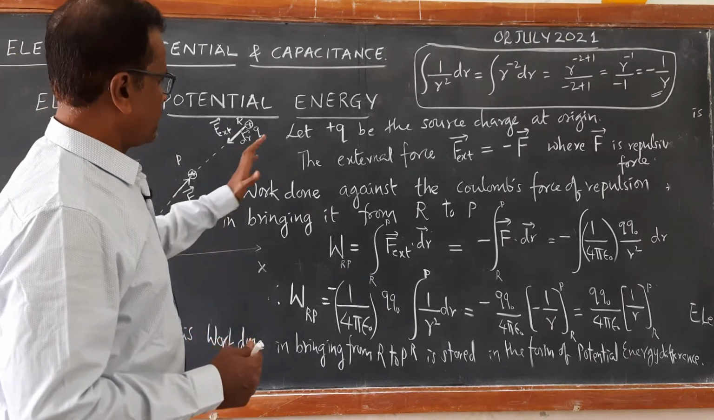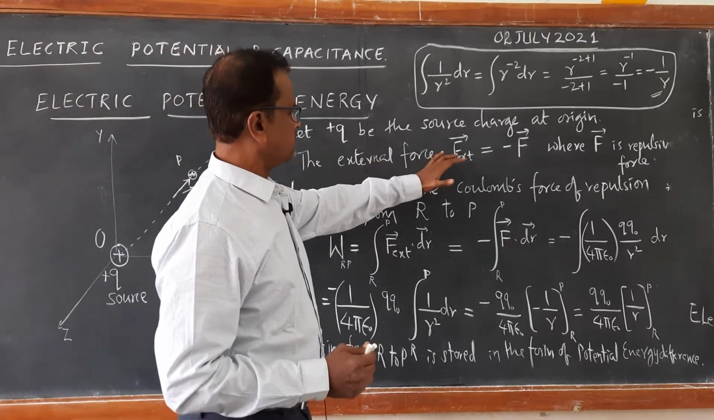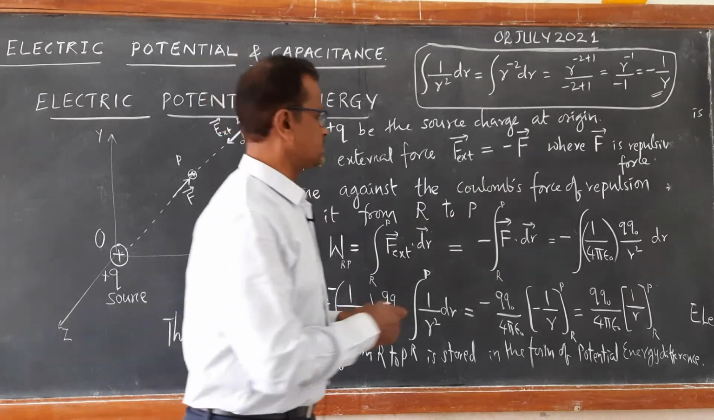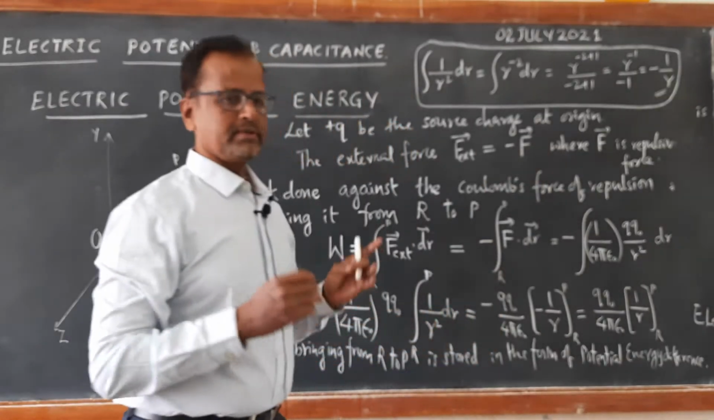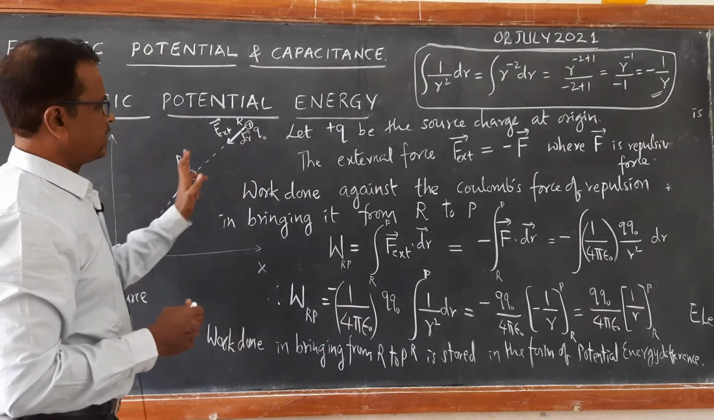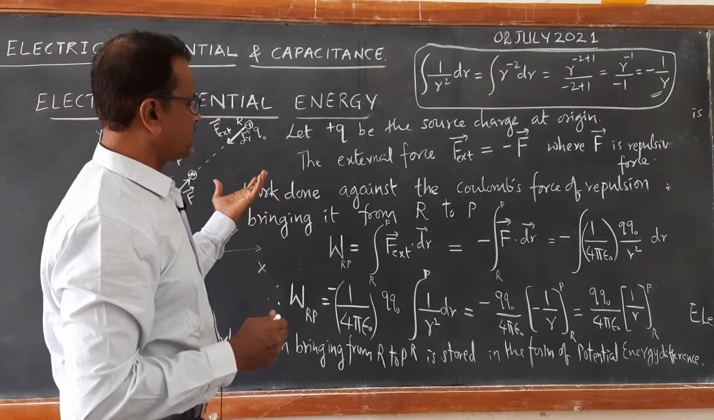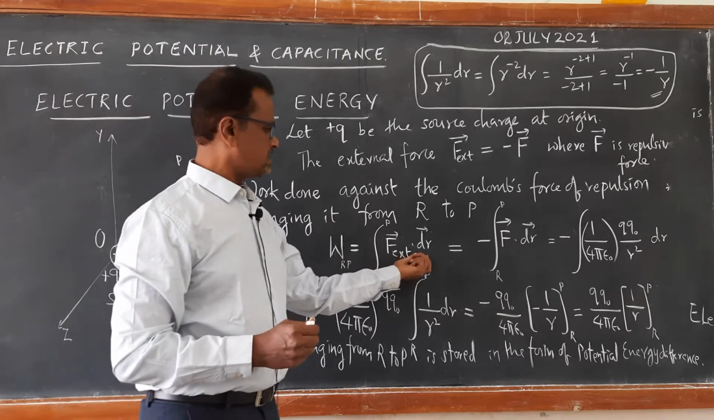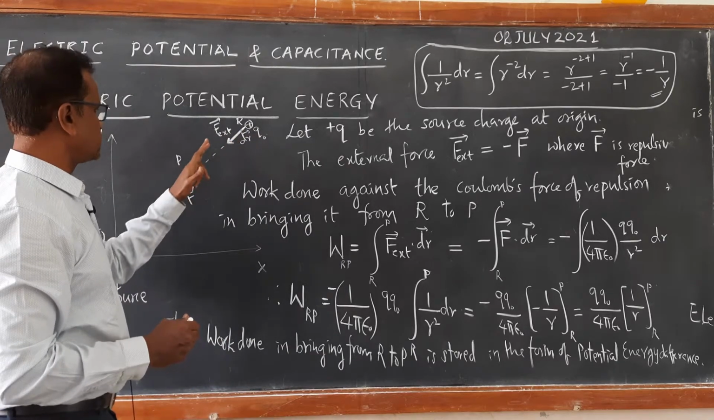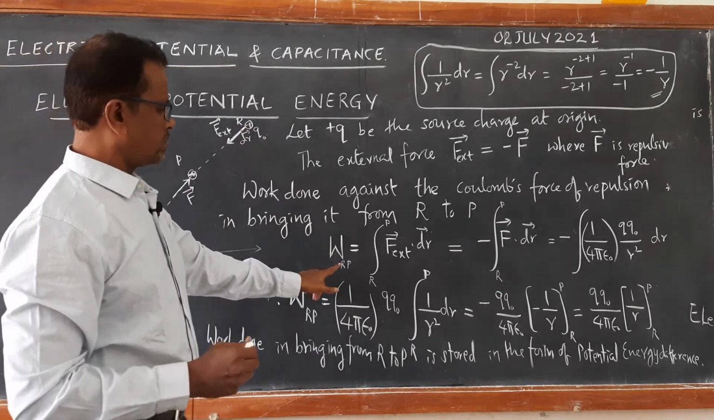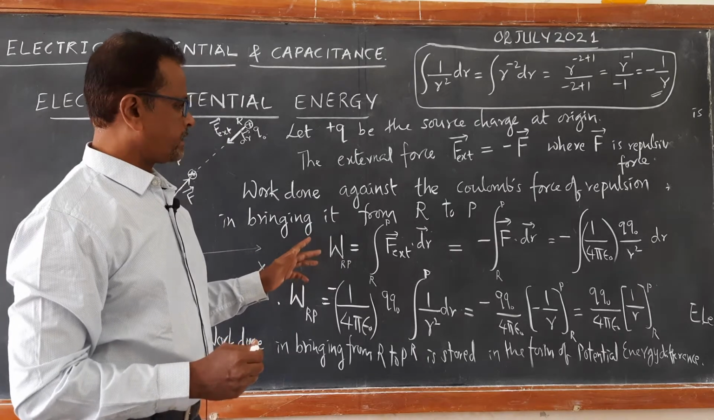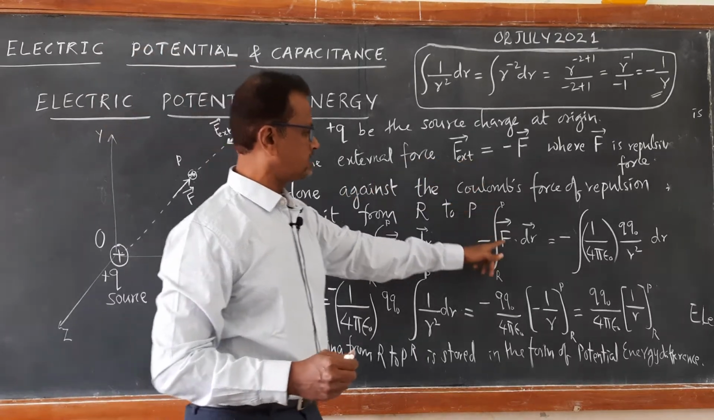Now, while calculating, we took the external force as F external equal to minus F electrostatic. F electrostatic means the repulsive force between the test charge Q naught and the source charge Q. A small amount of work done we calculate as F external dot dr. So the total work done from R to P is the integration of F external dot dr.